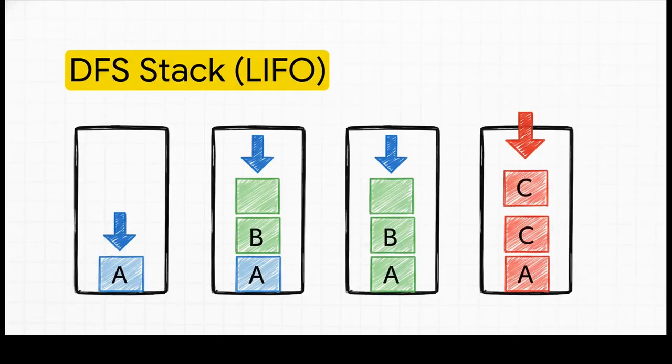So how does it work? Instead of a line, DFS uses a stack. Think of it like a stack of plates. It's last in, first out. When it finds new options, it stacks them right on top. And for its next move, it always grabs the one it just put on top. This forces it to always follow the newest, deepest path it's just found.